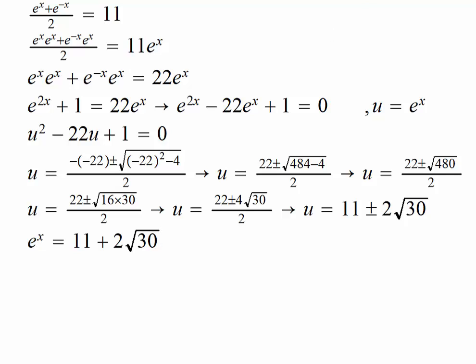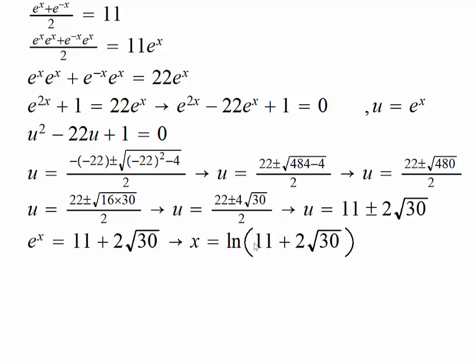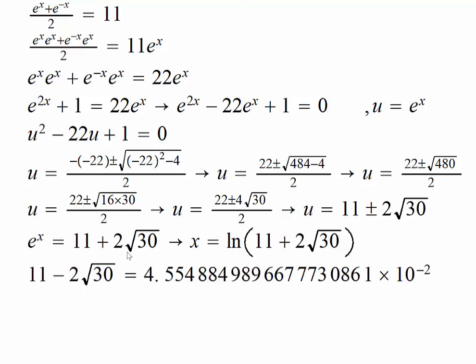To solve for x, we can take the logarithm on both the sides. So you get the natural log of 11 plus 2 square root of 30 as a solution. And for the next one, since we want real number solutions, we make sure that we don't have a negative number here, and no we don't.